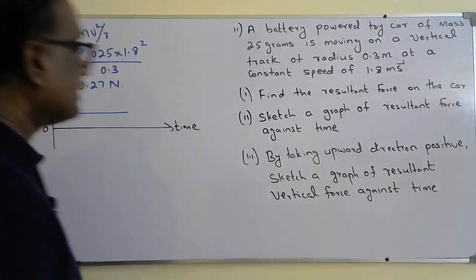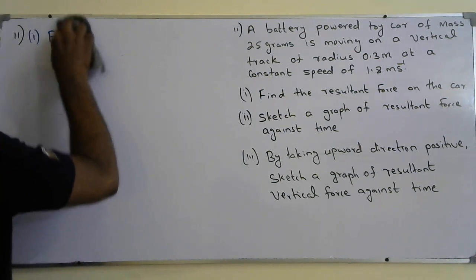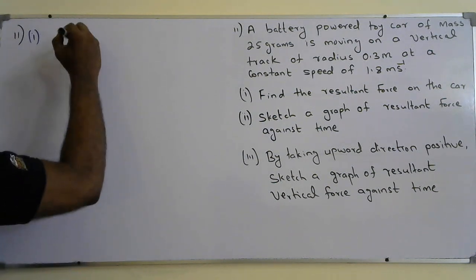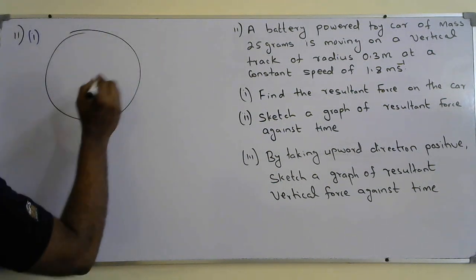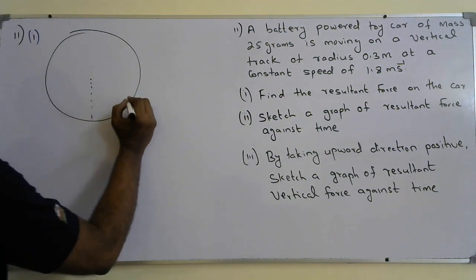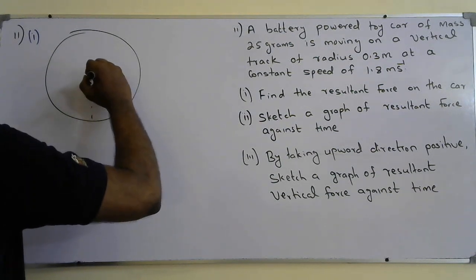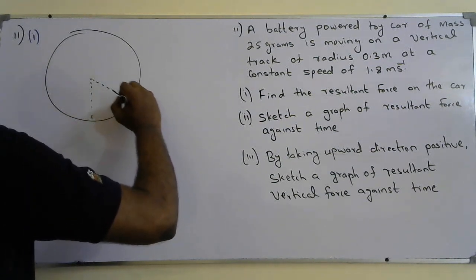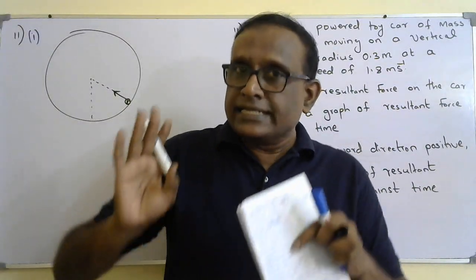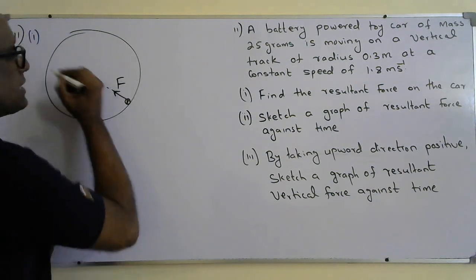Okay, so if the question is resultant vertical force, it means we need to consider the centripetal force, the unbalanced force, in the vertical direction. Say for example, if the track is this way, this is the vertical track. If the car is at this position, I'll draw the car like a small sphere, easy for that. The centripetal force should be towards the center, so it will be in this direction. I'm not marking the normal reaction. Overall resultant force, the centripetal force, should be towards the center.